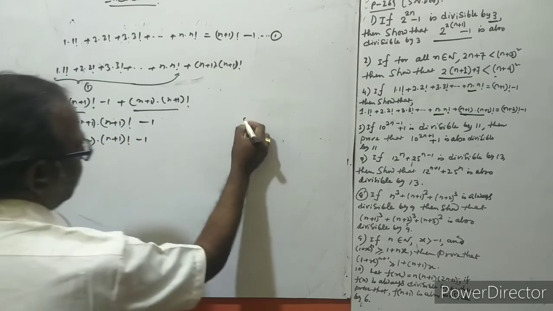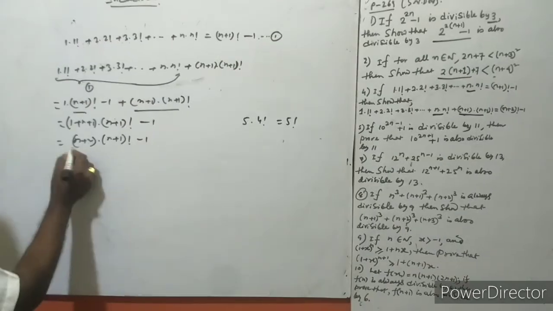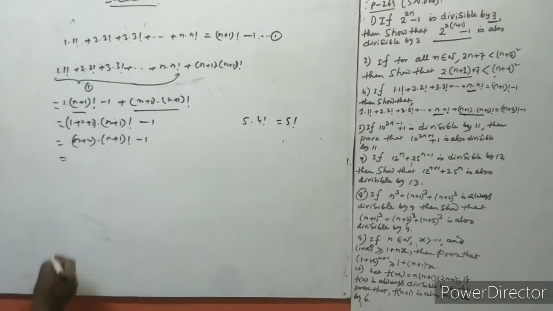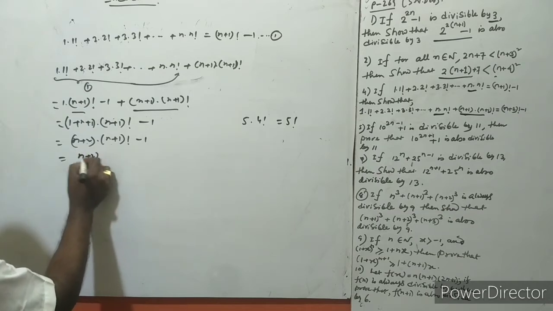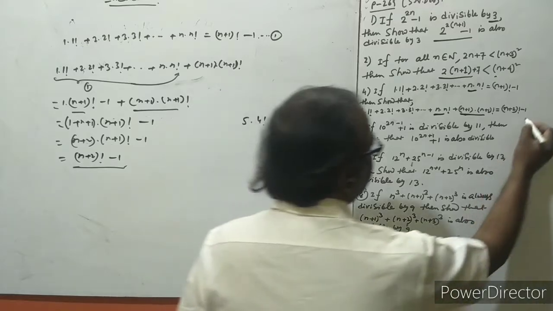This is, students, like 5 into factorial 4, which can be written as factorial 5. So that's why this is (n plus 2) times factorial (n plus 1). So we can write here (n plus 2) factorial minus 1. See, this is proved here.